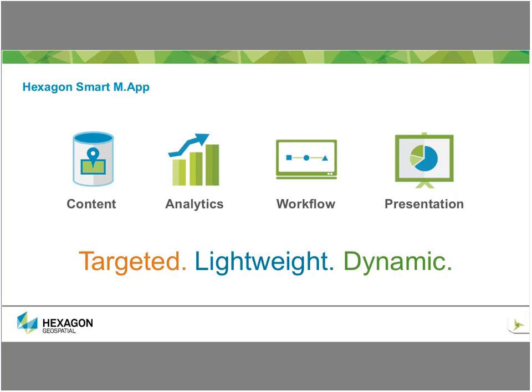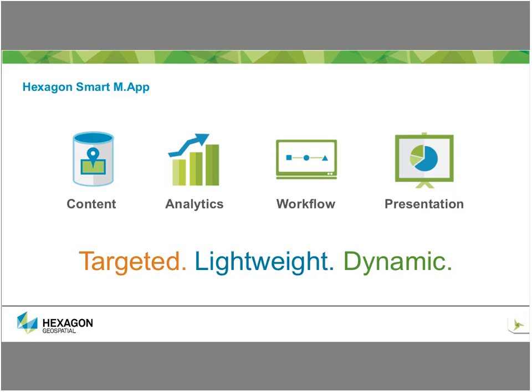In order to make this capability available to non-expert users, very often we need to model a business workflow. And so the third ingredient of the Hexagon Smart Map is workflow. And finally, it all needs to be presented to the end user in a way that is accessible, digestible, and once again allows the user to draw insights and get answers from the application. So these are the four ingredients: content, analytics, workflow, and presentation.